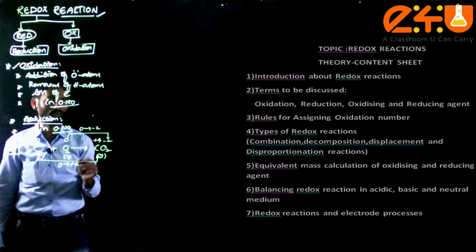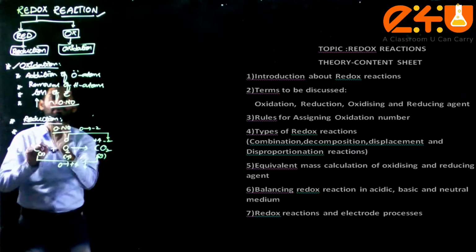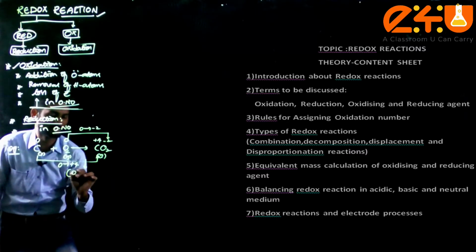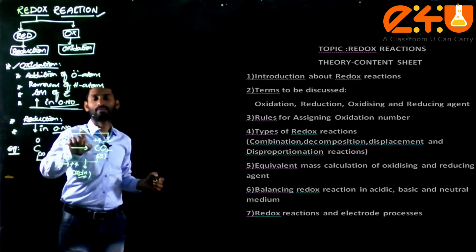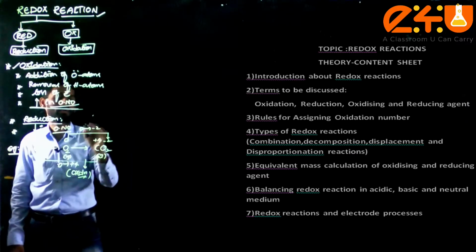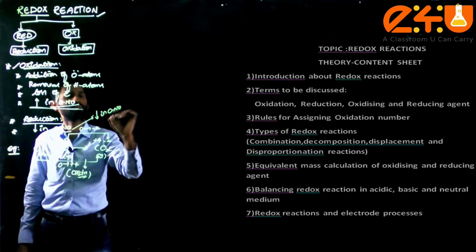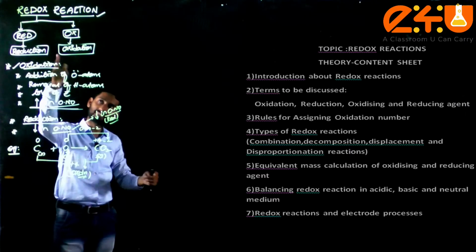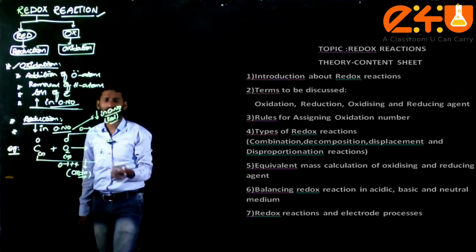0 to plus 4, is it increasing or decreasing oxidation number, my dear students? Very good. It is an increase in oxidation number, and an increase in oxidation number is called oxidation. From 0 to minus 2 is a decrease in oxidation number, and that is called reduction. Both oxidation and reduction take place simultaneously in the same reaction, that is known as a redox reaction. There are a number of examples.